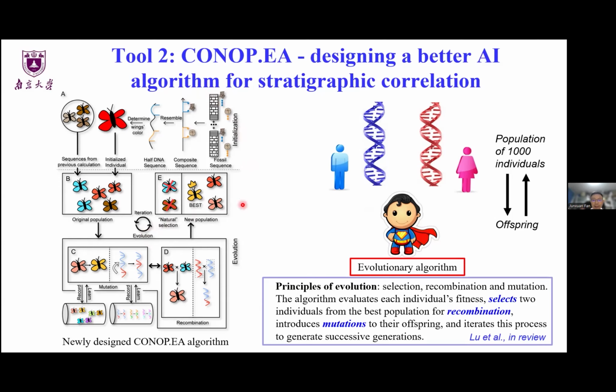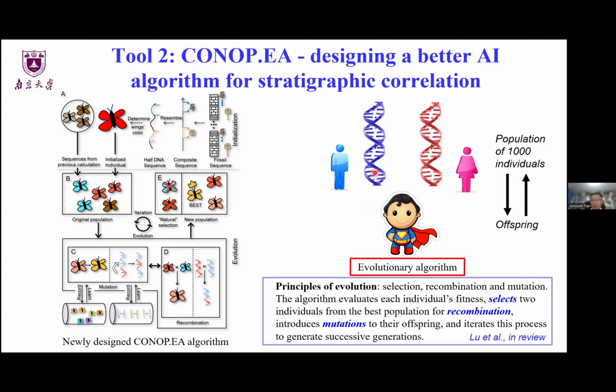The basic idea is that we integrate the principles of evolution into our program, including natural selection, recombination, and mutation. For example, the algorithm will evaluate each individual's fitness, which means the solution, the sequence I listed in the previous slides, and try to select two individuals, that means two different solutions, and recombine them together.